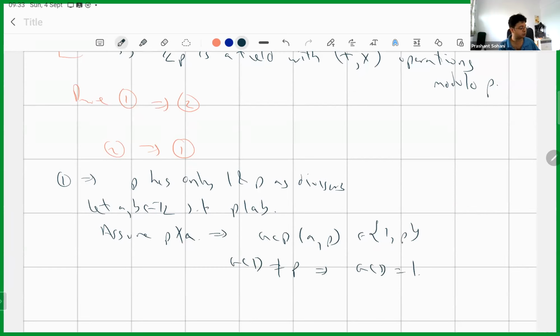And as soon as A and P are co-prime, by Euclid's lemma, P has to divide the other number, right? So that was 1 implies 2. What about the reverse? Why should 2 imply 1?